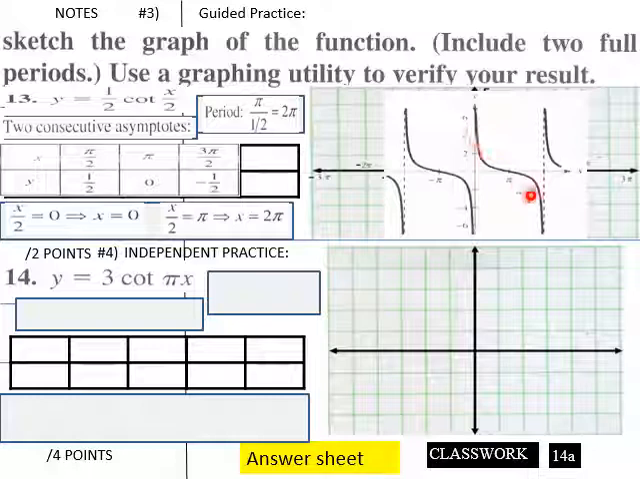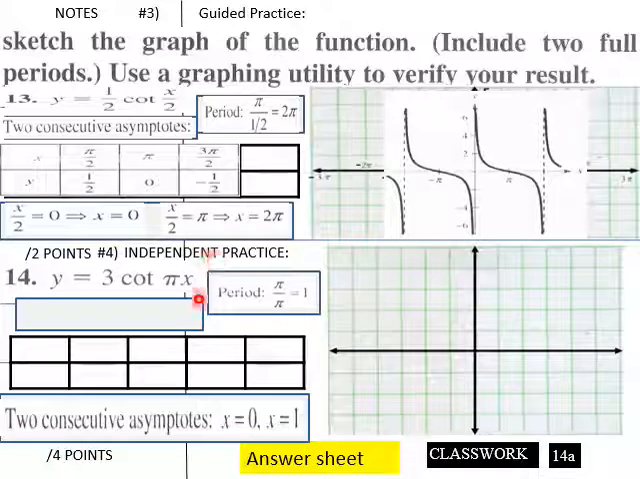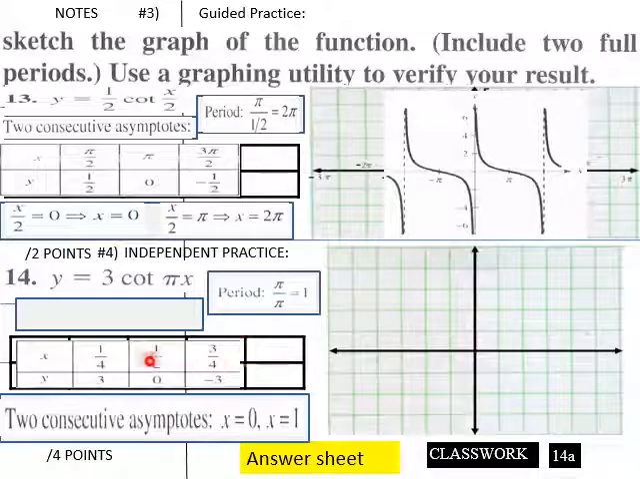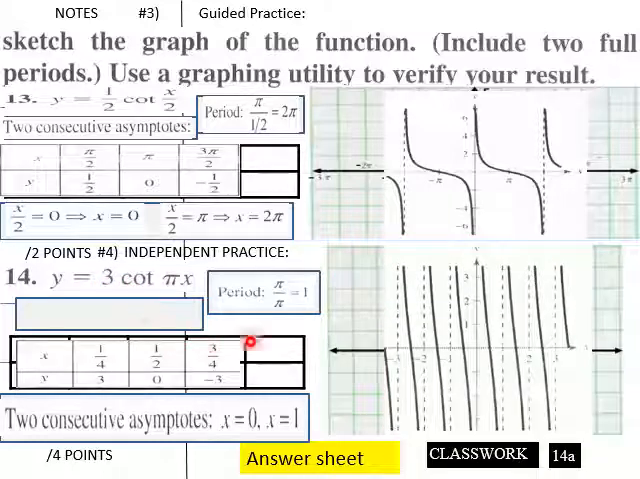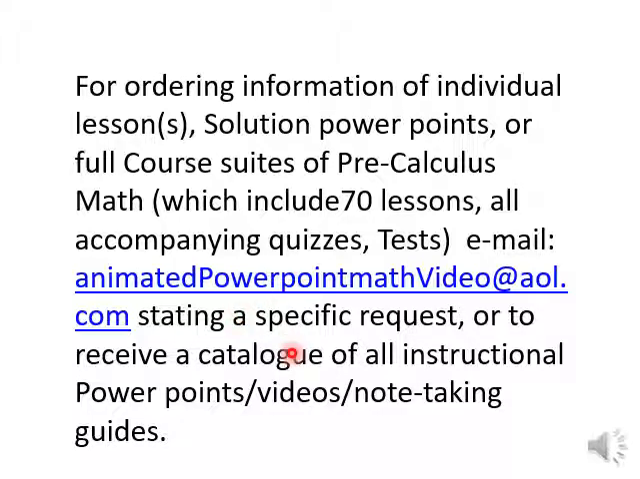Again, notice the striking difference between the tan and cotan is that it falls from left to right even though a is positive. And then down here, your period is pi over pi, which is 1, because of this part of your function. Two consecutive asymptotes will be x equals 0 and x equals 1. We have a period here of 1. And then here's your table for this function. Here would be the graph of this function, and that is 4.6 part 1.